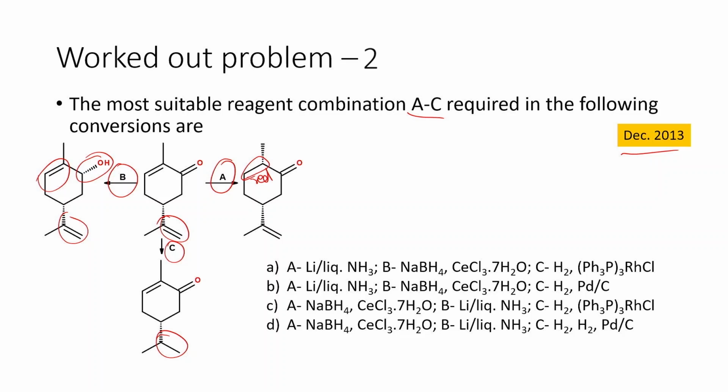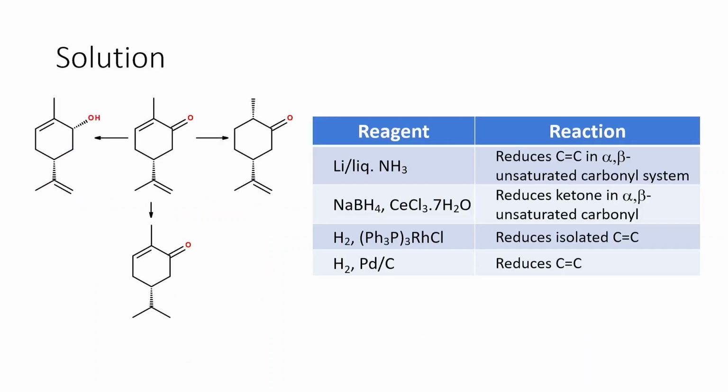So the combinations of reagents are given here: lithium and liquid ammonia, that is the Birch reduction condition. We have the sodium borohydride and CeCl3 combination, that is the Luche reduction. And we have hydrogen and rhodium triphenyl phosphine chloride, so Wilkinson catalyst is given. So these are all the three different combinations that are given, and we are also given palladium on carbon and hydrogen combination. So these are all the various combinations that are given, and let us look at what each individual reagent will do.